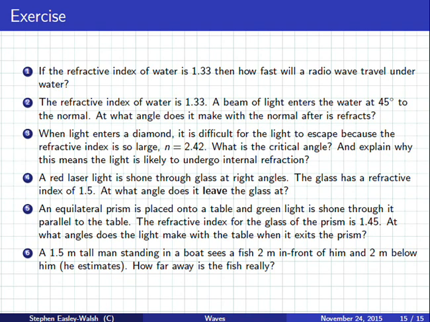Oh, so actually the answer is theta 1 should be bigger than 41.8, and then what will happen is the light will come back in if it's a bigger angle than this. So this is the answer here.